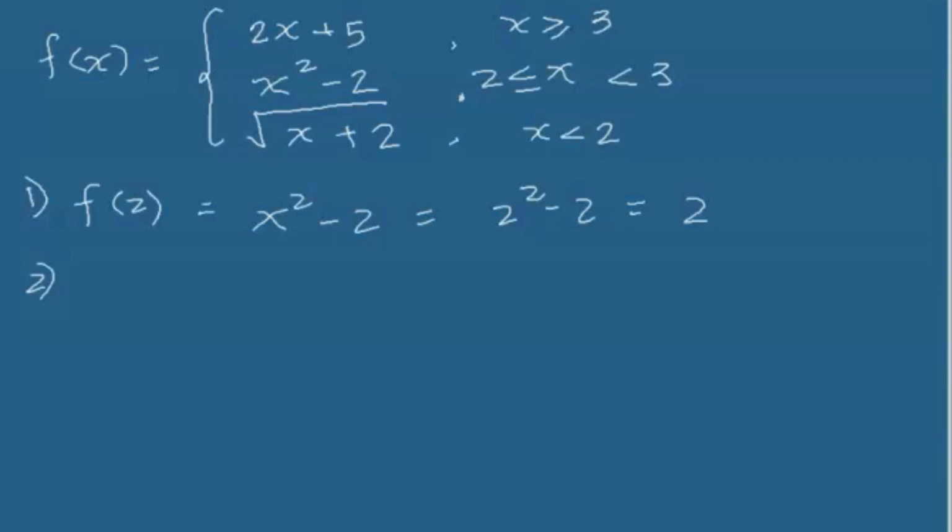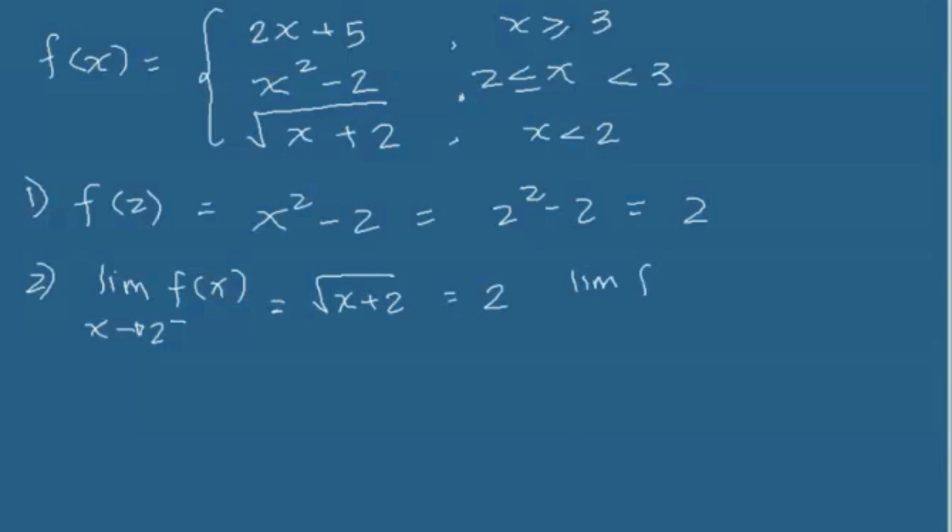Since we have a piecewise function, let's test the left hand side and right hand side limits. The limit of f of x as x approaches 2 from the left: from the left, we use the x less than 2 function, which is the square root of x plus 2. So 2 plus 2 is 4, and the square root of 4 is 2.